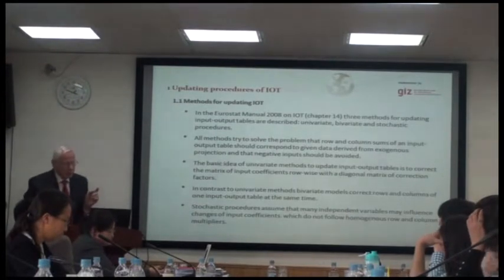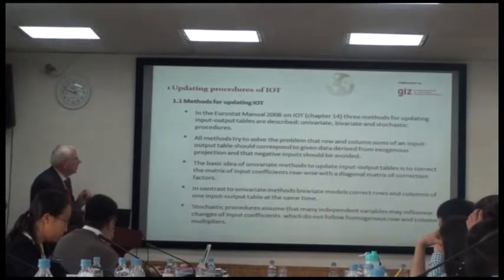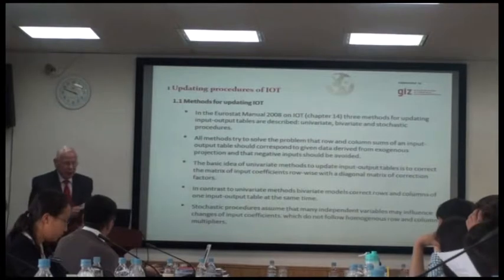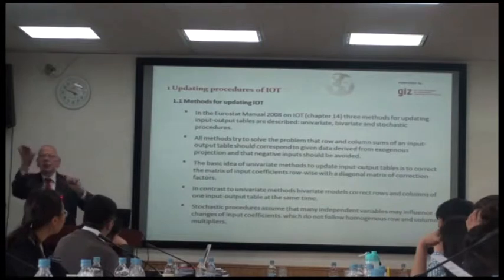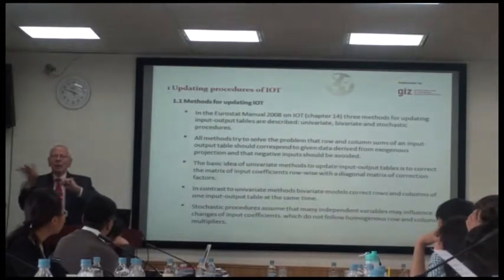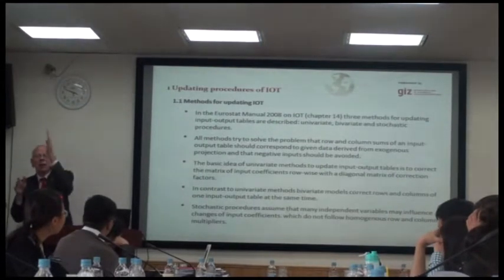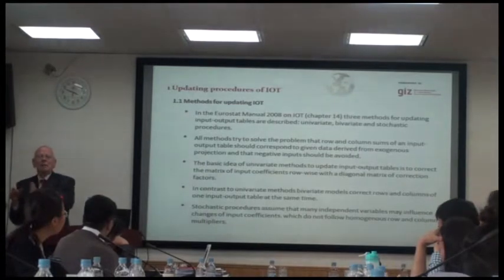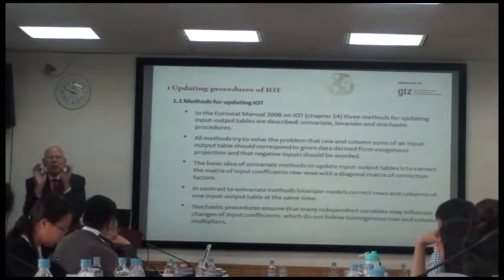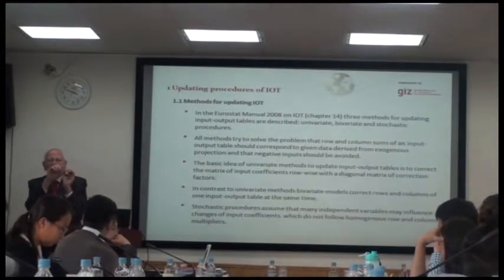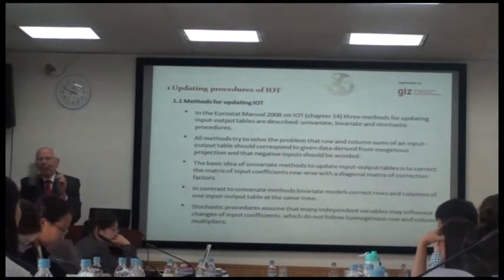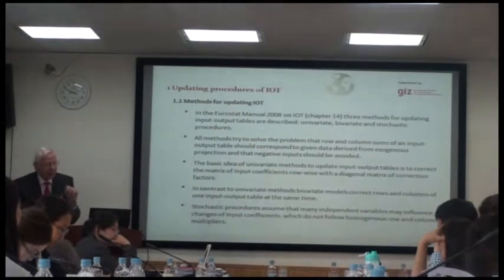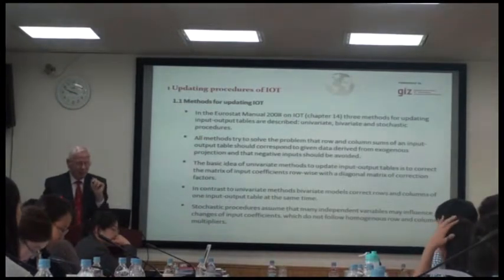In contrast to the univariate methods, bivariate methods correct rows and columns of one input-output table at the same time. That means you make no correction only of the coefficients by row, but you make at the same time the correction of the input coefficients by column. That means you take into account the delivery structure and the supplying structure, not only one of the two. That is what they call the bivariate method.